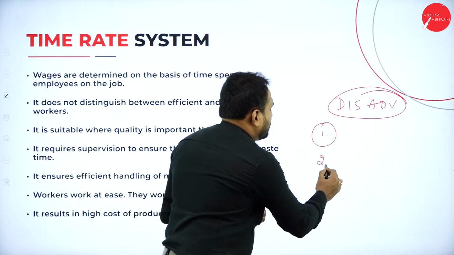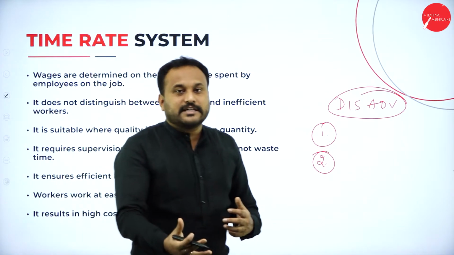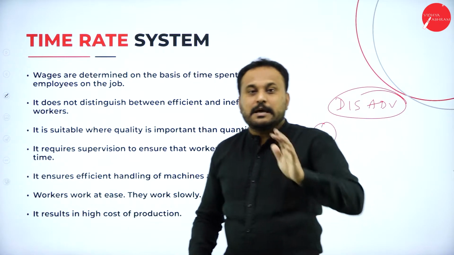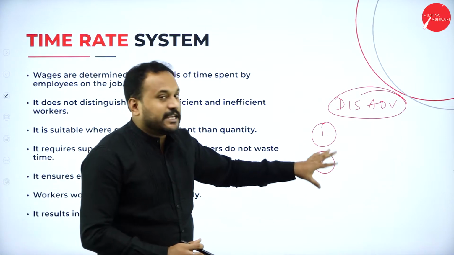Now the second disadvantage here is what? We don't want to work very fast because we want to prolong it. The more we prolong, what happens? Money is coming to us. That is the second disadvantage of the time rate system.